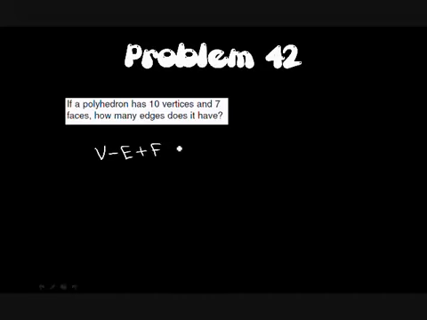And we spent a couple days looking at it. I don't know if you guys remember it, but you'll have whatever formulas you need for the test. So you don't need to memorize this formula, okay? So V stands for vertices, E stands for edges, and F stands for faces. So in this case, they give us 10 vertices. We don't know the edges, and it has 7 faces.